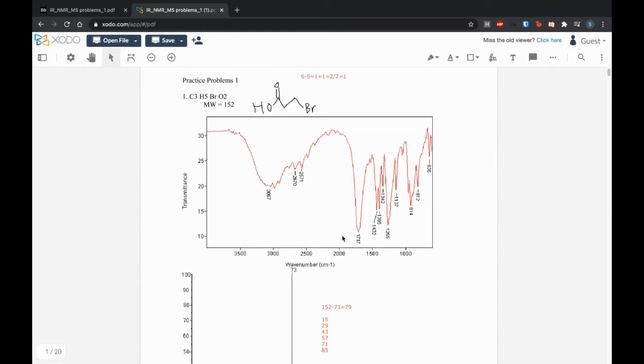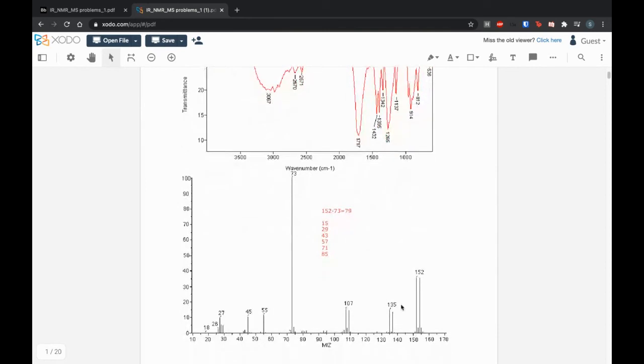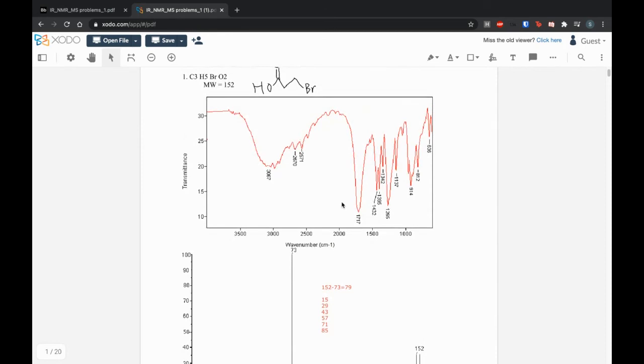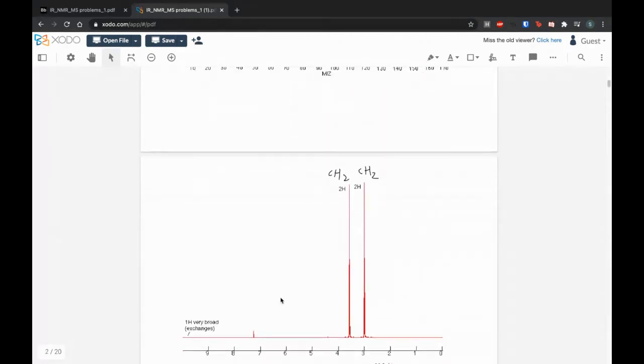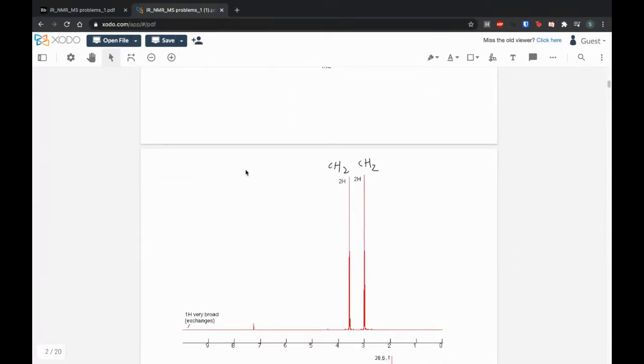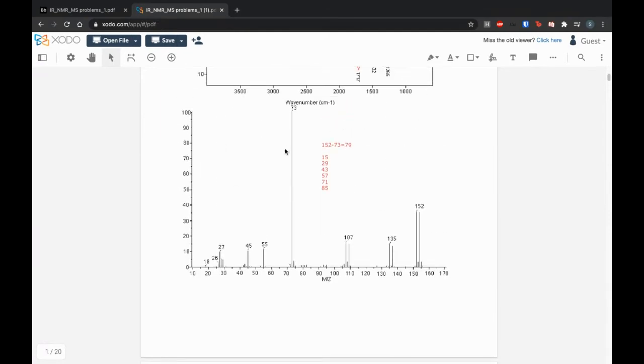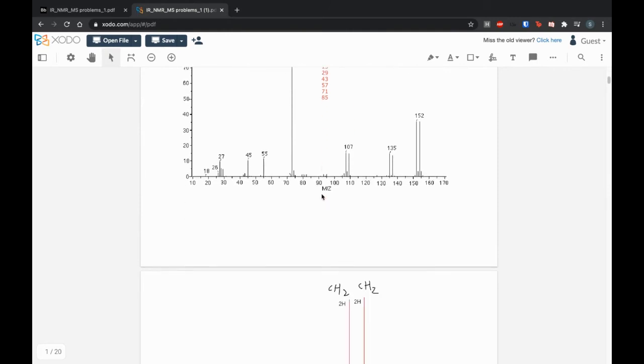And normally you don't need to double check each individual fragment for mass spec. If your formula fits, your IR fits, and NMR also fits, that usually means you got the right answer. Of course, there are circumstances where you maybe also have to use mass spec, but for this instance, we don't really need to.